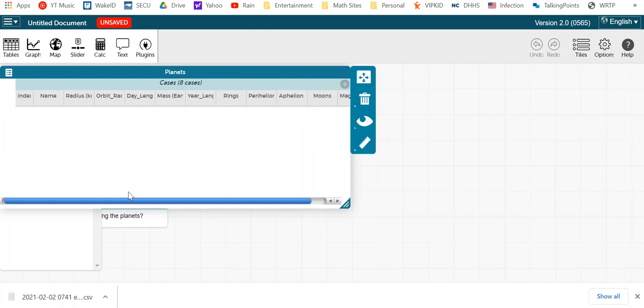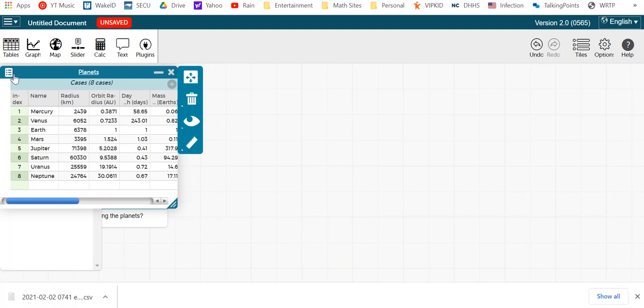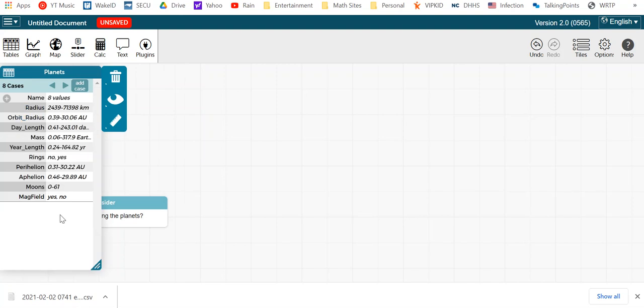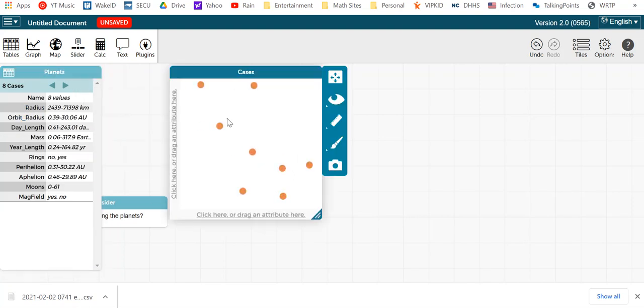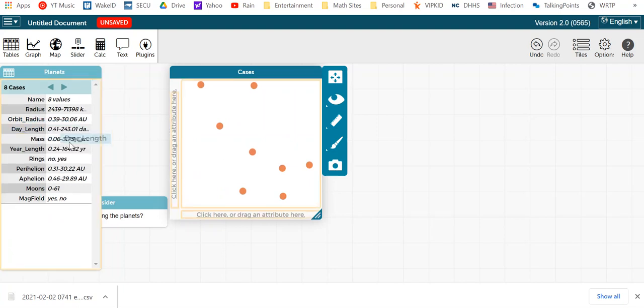I don't want to add a new attribute to this table. All right, anyway, I've got name, radius, orbit, day length. All right, let's have some fun with that. The length of the day. Oh, there we go. There, that's what I wanted. All right, so we're getting a graph and we got our 8 dots. And so we're going to compare day length.